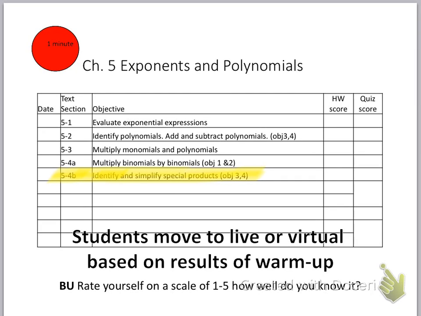Alright, kiddos, looking at section 5-4B, we're going to identify and simplify special products. So this is like part 2 of multiplying a binomial by a binomial. You can still use what we learned in that section, but these are some tricks that can help you speed up the process. And they'll come even more handy towards the end of this chapter when we'll start going backwards.